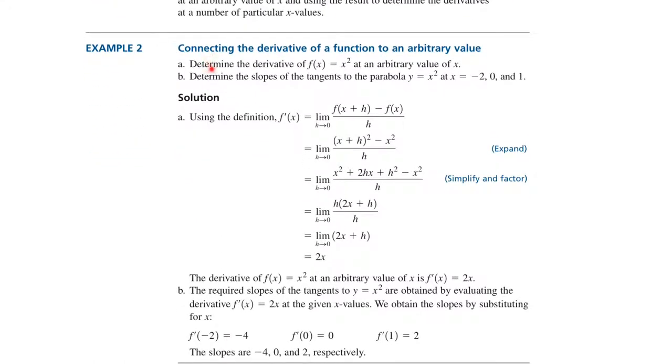Example number two, determine the derivative of f of x at an arbitrary value of x. f prime of x is the limit of f of x plus h minus f of x divided by h as h approaches 0. f of x plus h is x squared plus 2hx plus h squared, minus f of x, which is minus x squared, over h as h approaches 0. We simplify and then factor, reduce it to h. f prime of x would be the limit of 2x plus h as h approaches 0, which is 2x.